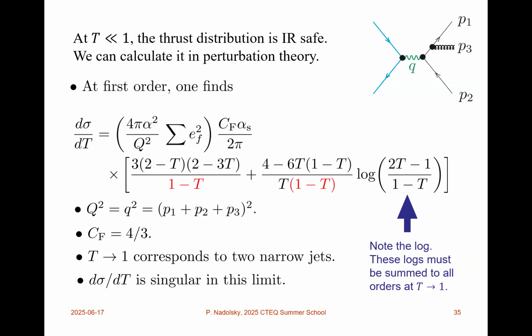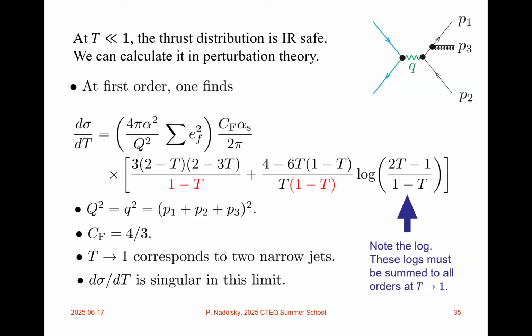In fact, if you set T exactly equal to 1 for this diagram, it will blow up; it will have a soft singularity. But at the same time, you also have another diagram, the virtual correction. The virtual correction will have a soft singularity of exactly the same magnitude and an opposite sign. So the soft singularity in the virtual will cancel the soft singularity in the real diagram. You will not have the soft singularity anymore, but you will still have a problem. You will still have a large log in the thrust distribution.